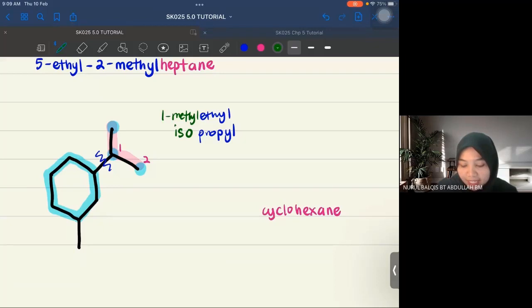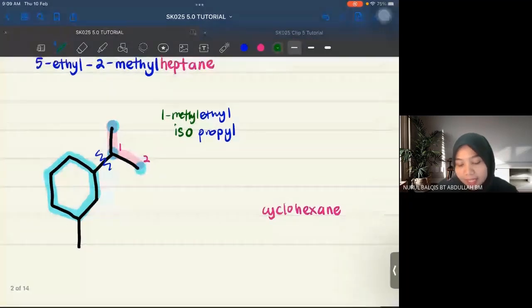So now we will take the iso one. This iso is part of the prefix. But are we going to consider I or P as part of our alphabetical order? To determine the name, do we look at I or do we look at P?